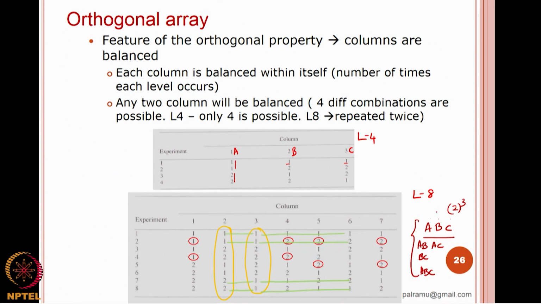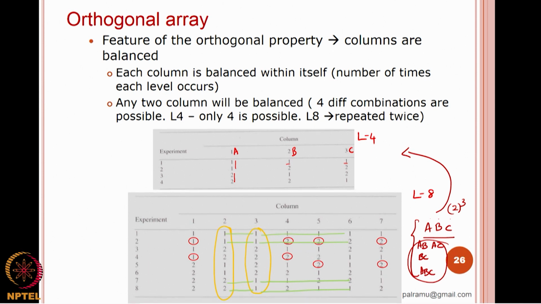If I am reducing this from L8 to L4, what am I going to compromise? I am happy with the fact that I do not have to run 8 experiments, I have to run only 4 experiments, but where is my information lost? I cannot account for these guys, I can only account for A, B and C. You get it?